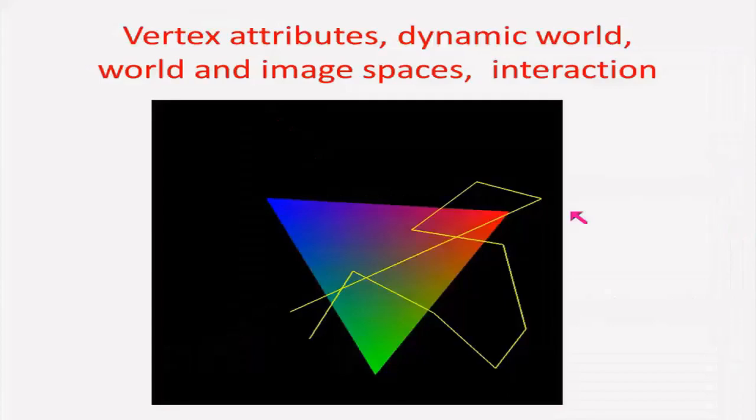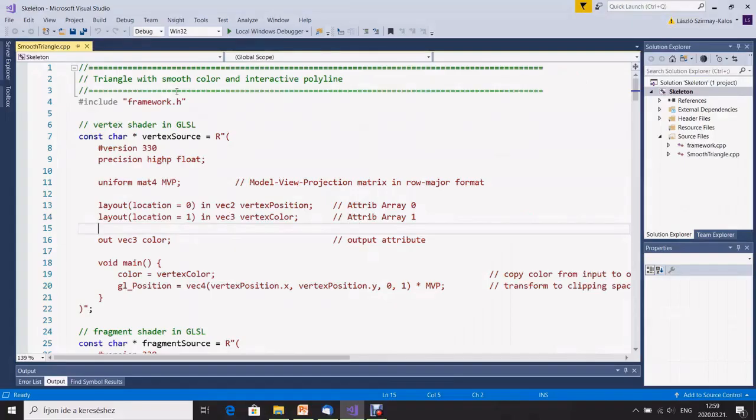In the next program, the triangle is rotating, the camera can be panned and zoomed, and we can interactively define a polyline, also called a line strip. Of this interactive program, first I show you how it works.